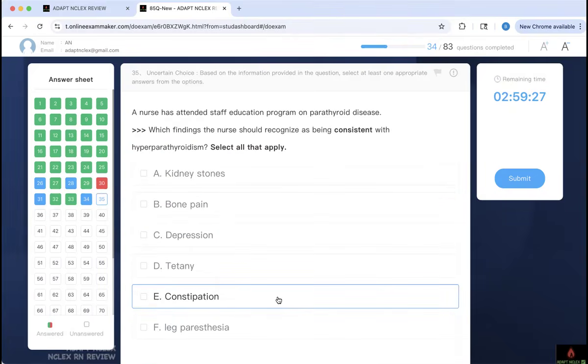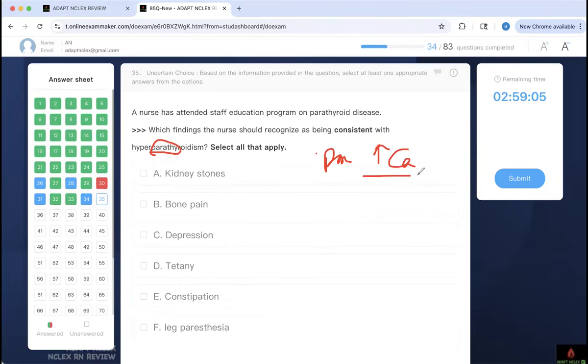What is your score? The nurse attends the staff education program on parathyroid disease. Which finding should the nurse recognize as being consistent with what? Hyperparathyroidism. Think about it. I'm going to lead you. Hyperparathyroidism means you have a parathyroid problem. Hyper means too much. Parathyroid will lead to high calcium. Therefore, if your calcium is high, your symptoms are going to go down. What do you expect in hyperparathyroidism? That's what you expect based on that concept.